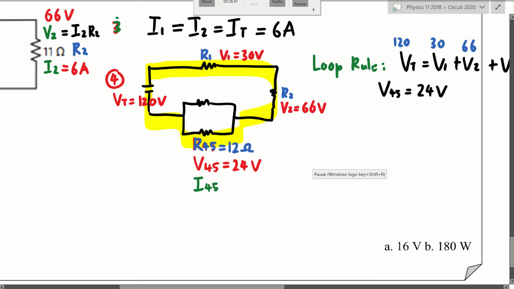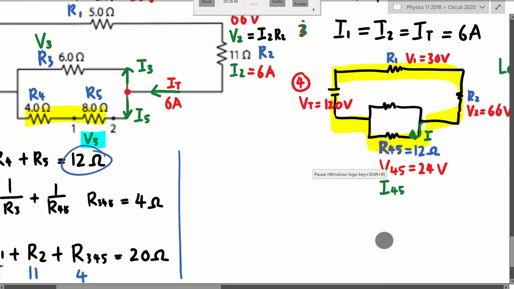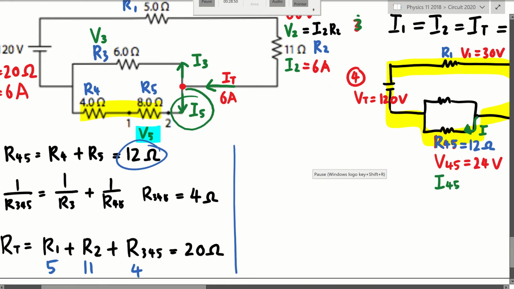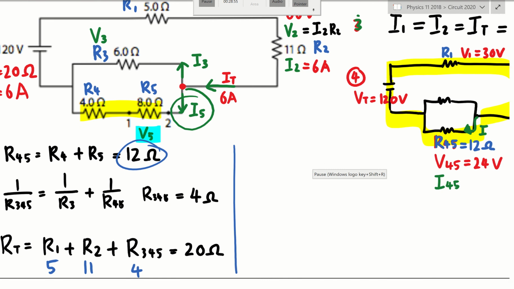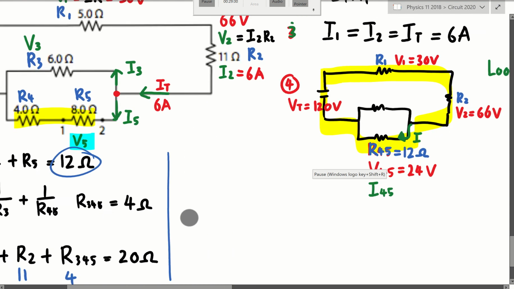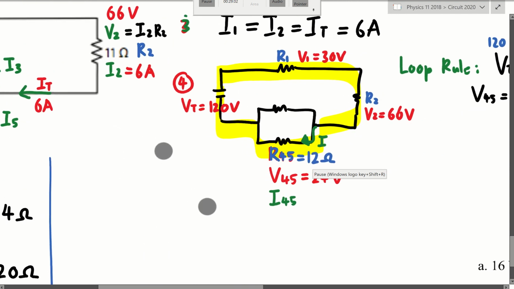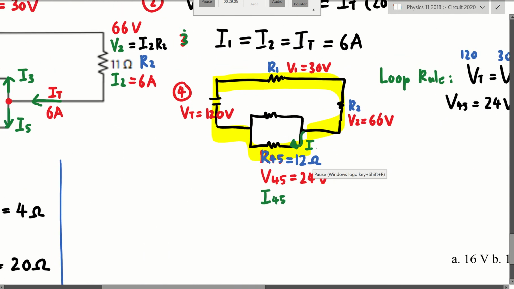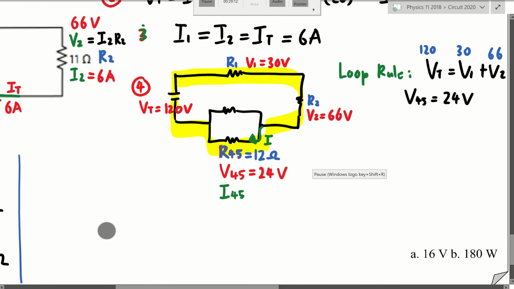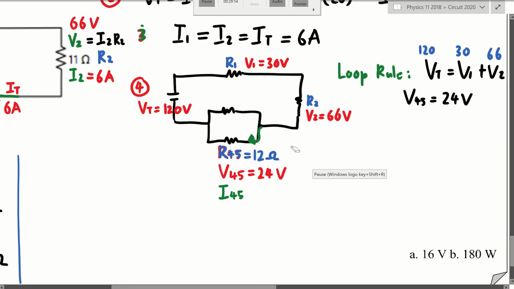I45, the amount of current that's going here. Now you can call it I4 and I5. Remember, we were struggling to name them earlier on because I said, well, it's going through 4 and 5 together, so I don't know if it's called 4 or 5. It's actually I4 and I5 exactly the same, or I45 if you want. It doesn't matter if you combine it or not. That is still the same amount. Now why do we need that? I need I45 so I know how much current goes through that.